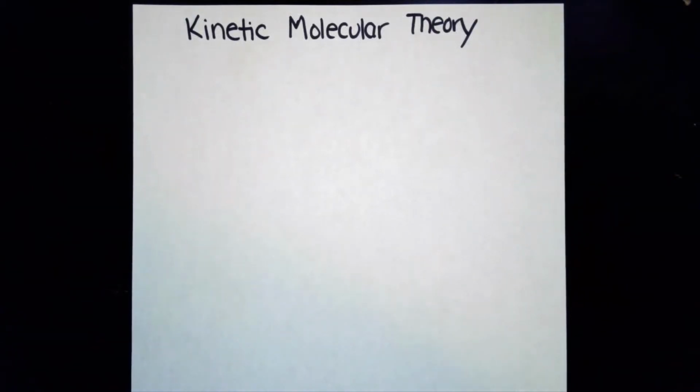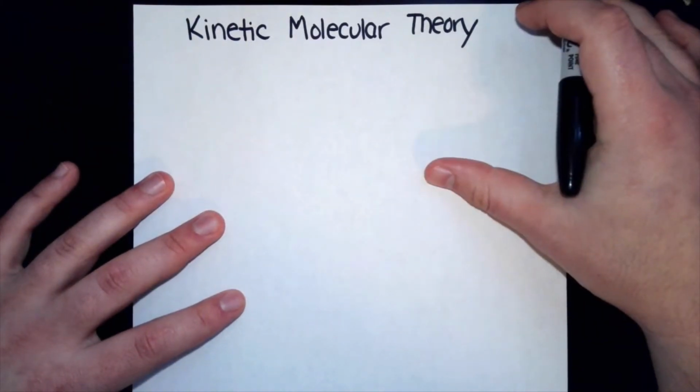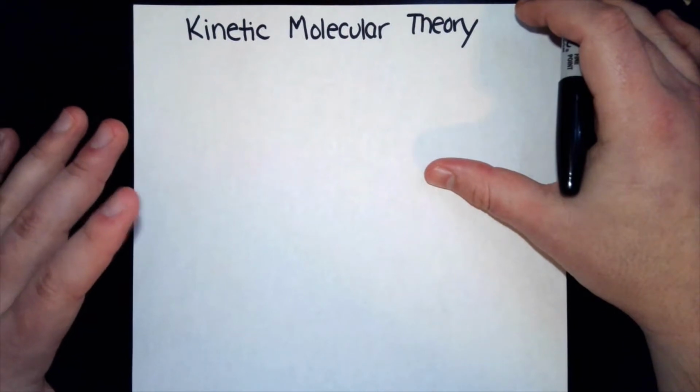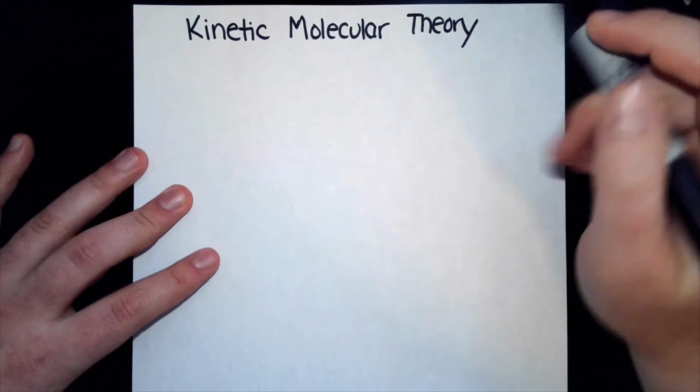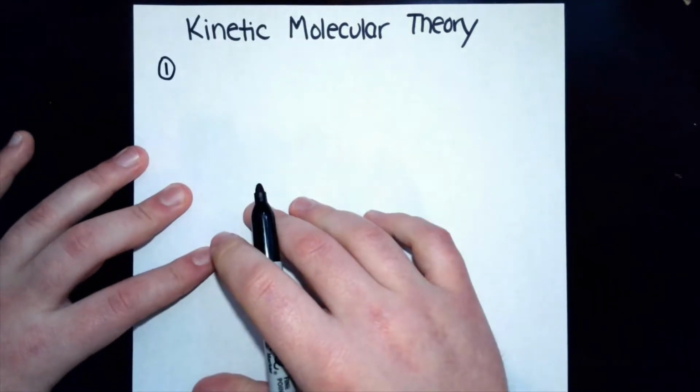This is the first video for Chapter 9. Now, Chapter 9 is all about a concept known as ideal gases. And ideal gases are derived from a theory known as kinetic molecular theory. Kinetic molecular theory is basically composed of 5 key postulates. So I'm going to start by discussing what those are.